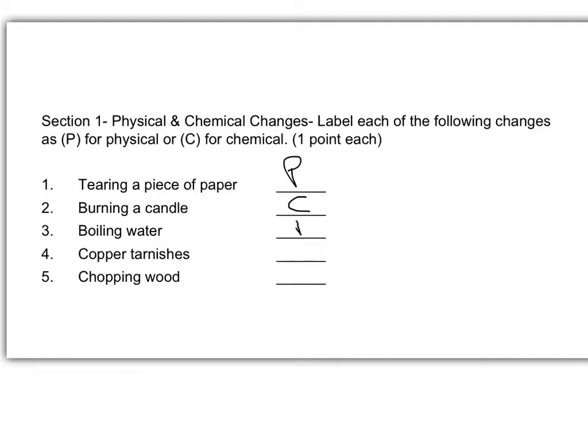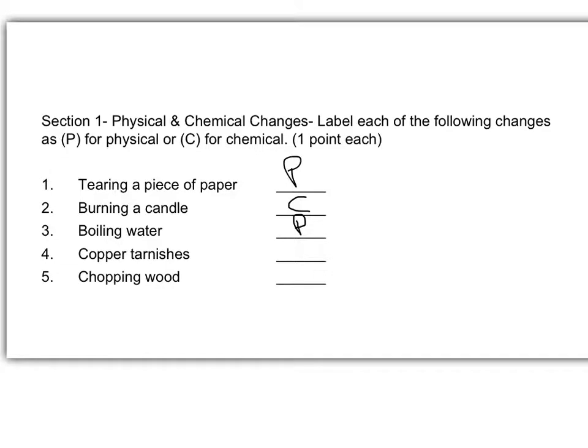Boiling water, changes of phase or state, so solid to liquid, liquid to gas, or any combination of those two things, is always a physical change. When you boil water, you get steam, which is just vapor made of water. You haven't changed the water into something else.